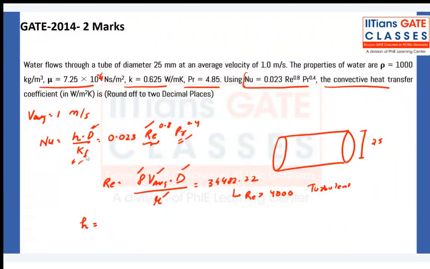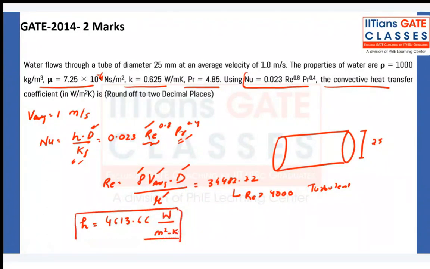4613 is absolutely right. 4613.66 watt per meter square Kelvin is absolutely right. Very good. Chalo, let's move on to the next question.